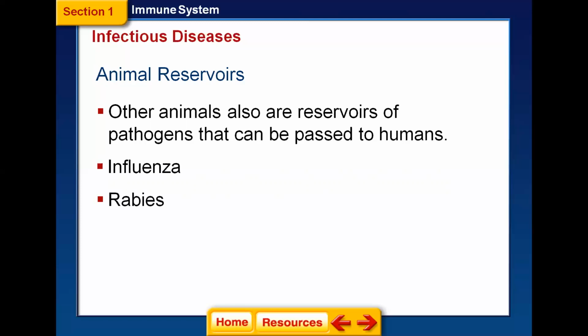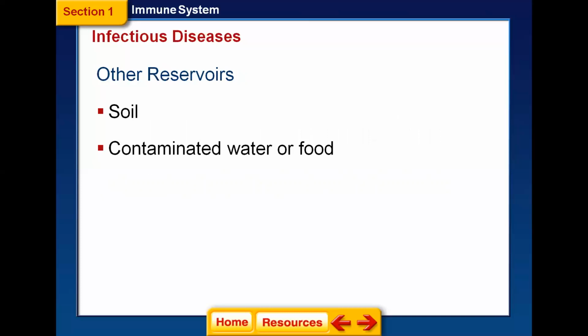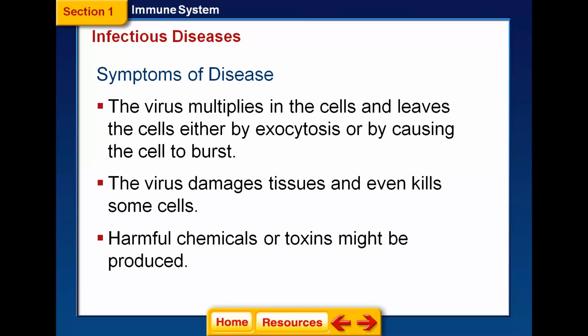Other animals are also reservoirs of pathogens that can be passed to humans. Influenza started from animals. Rabies comes from animals. Other reservoirs include soil, contaminated water, or even food.